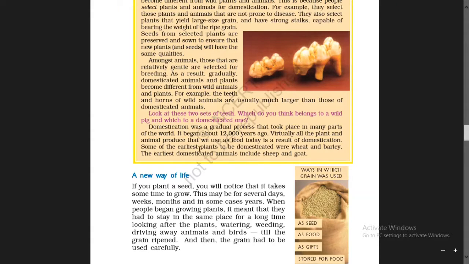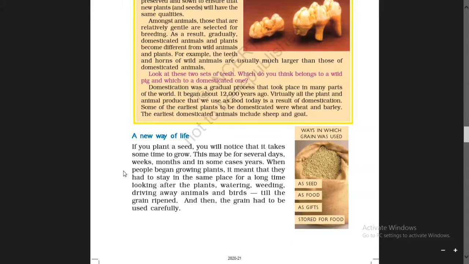Some of the earliest plants to be domesticated were wheat and barley. The earliest domesticated animals include sheep and goat. See here, boys, plants, then earliest domesticated animals. You must know it, underline it, and know it, okay? So, the earliest domesticated animals include sheep and goat.